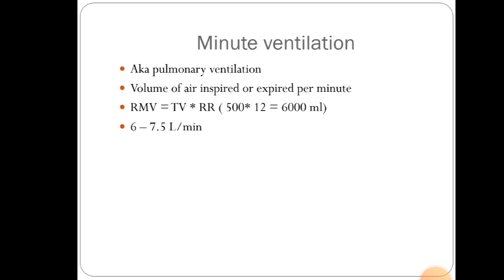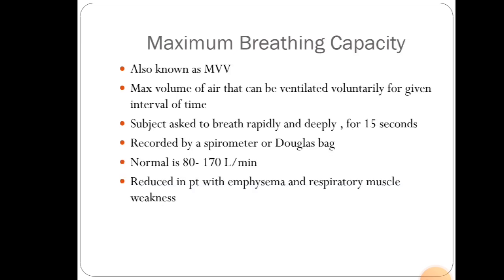Minute ventilation, or pulmonary ventilation, is the volume of air inspired or expired per minute, that is 6000 ml, or we can say 6 to 7.5 liters per minute. Maximum breathing capacity, also known as MVV, is the maximum volume of air that can be ventilated voluntarily for a given interval of time. Usually the subjects are asked to breathe deeply and rapidly for 15 seconds, which is then recorded by a Douglas bag or spirometer. Normal is usually 80 to 170 liters per minute, and it is reduced in patients with emphysema or respiratory muscle weakness.